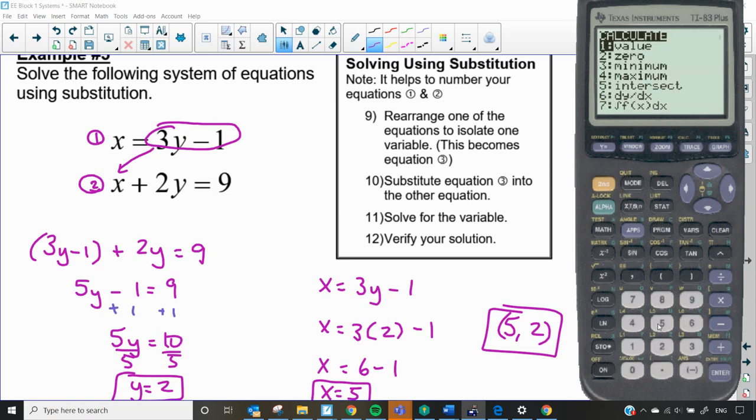Second calc, 5, and we have our solution as 5, 2. Now, if for some reason you got different answers, then you need to go back and check: did I do something wrong mathematically, or did I graph it wrong on my calculator?